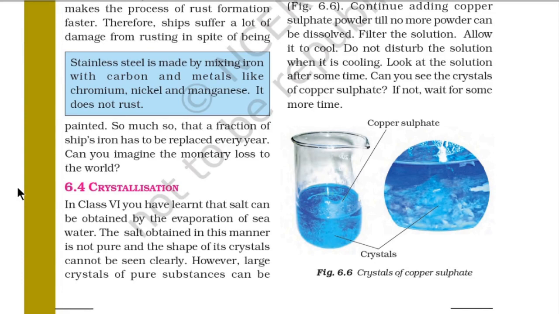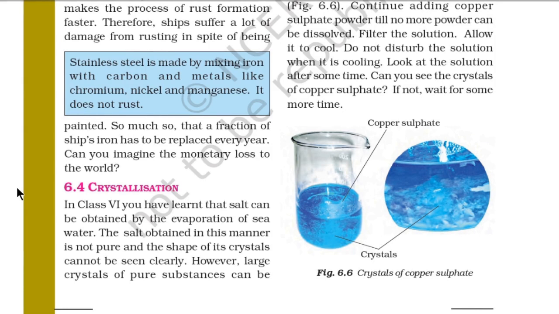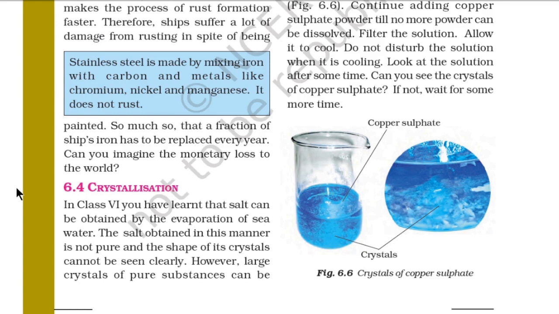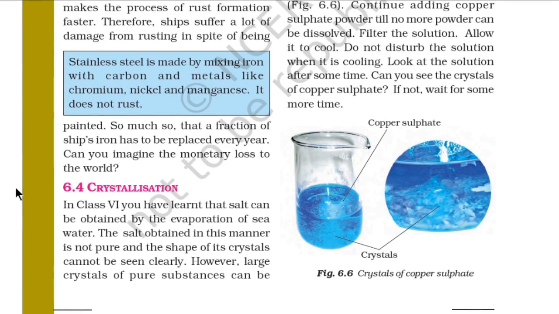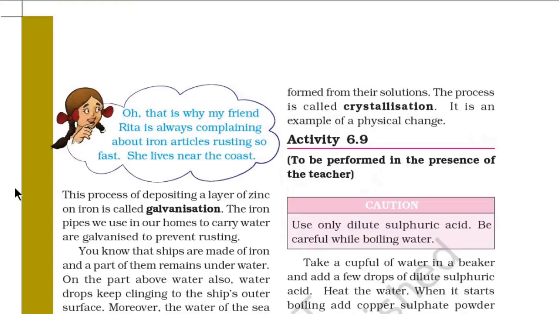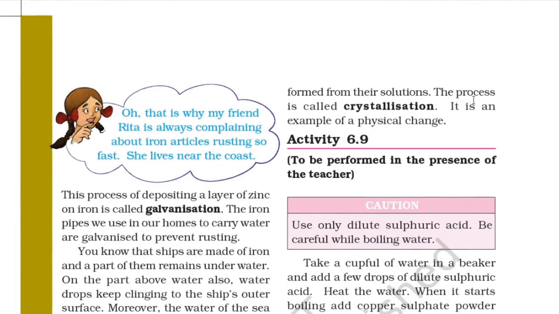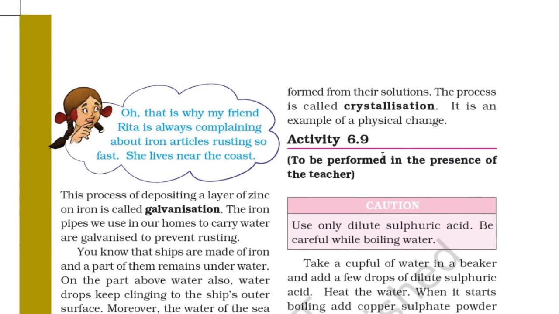6.4 Crystallization. In class 6, you have learned that salt can be obtained by the evaporation of seawater. The salt obtained in this manner is not pure and the shape of its crystal cannot be seen clearly. However, large crystals of pure substances can be formed from their solution. The process is called crystallization. It is an example of a physical change, so no new substances are formed here.